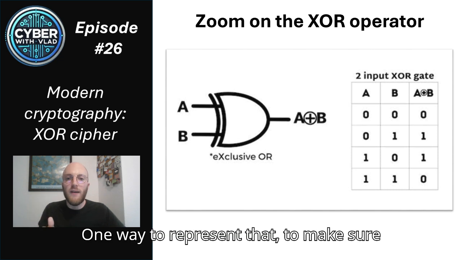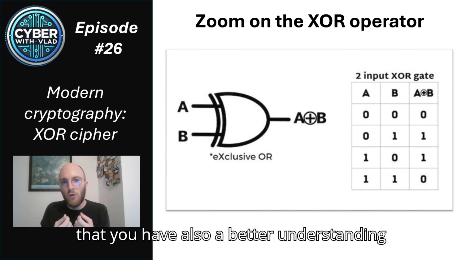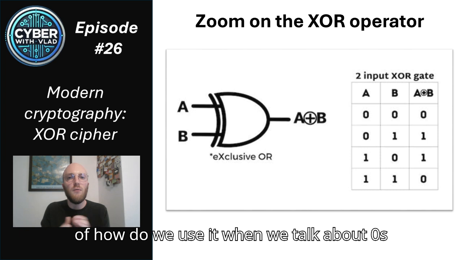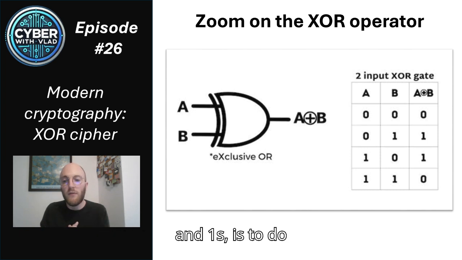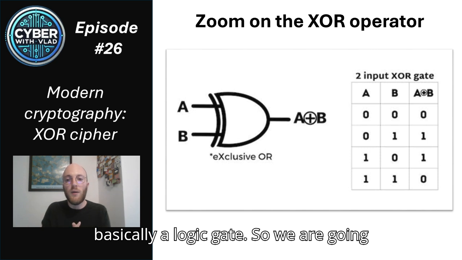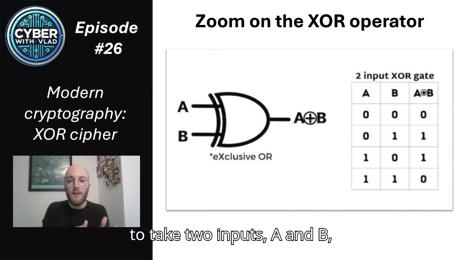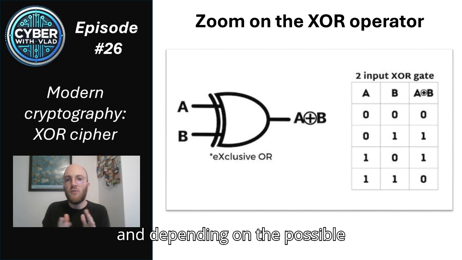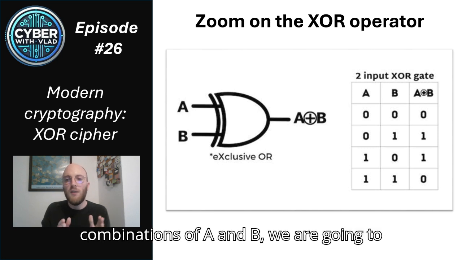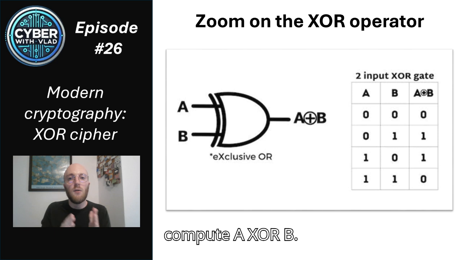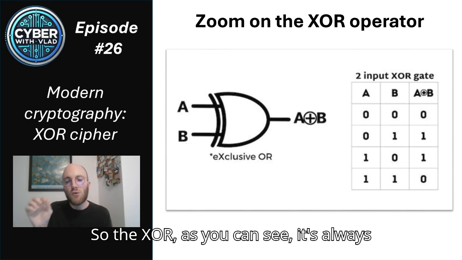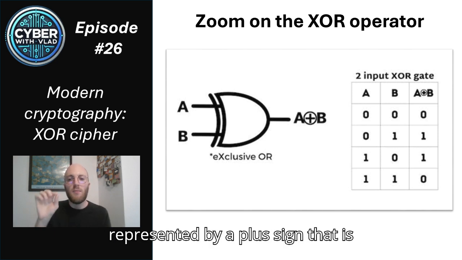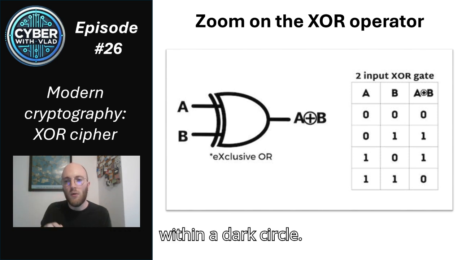One way to represent that, to make sure you have a better understanding of how we use it when we talk about zeros and ones, is to draw a logic gate. We are going to take two inputs, A and B, and depending on the possible combinations of A and B, we are going to compute A XOR B. The XOR, as you can see, is always represented by a plus sign within a dark circle.